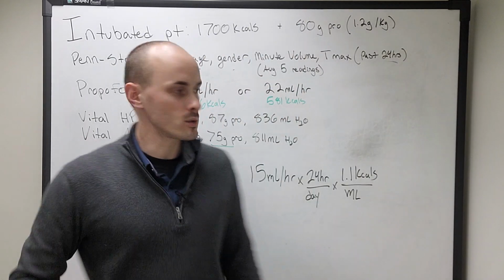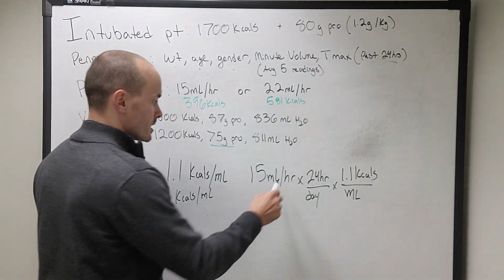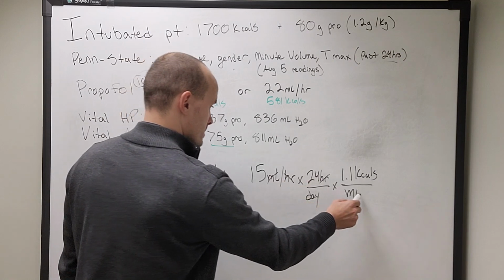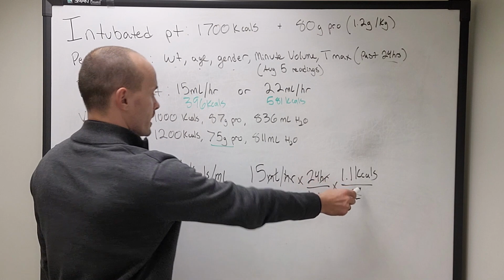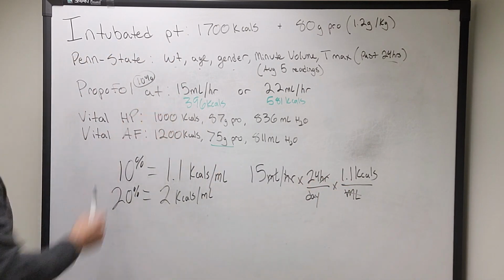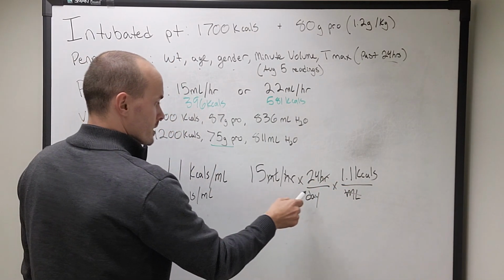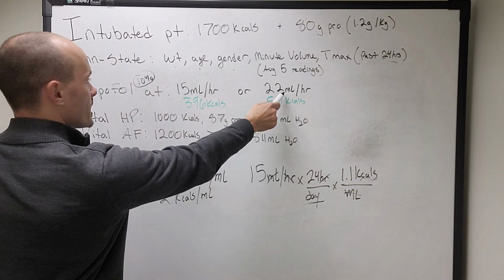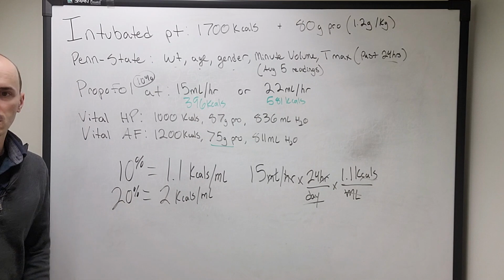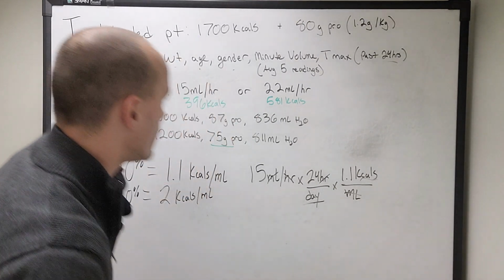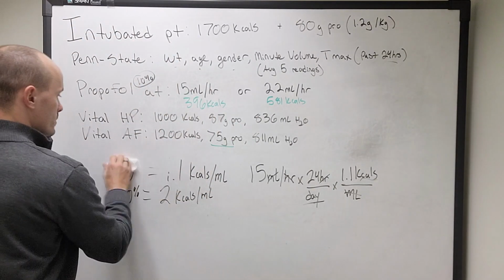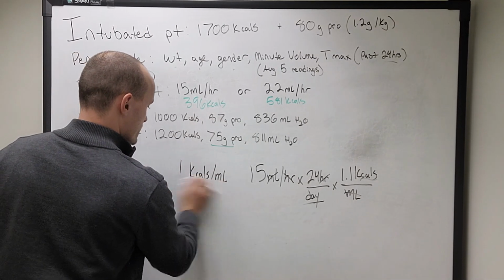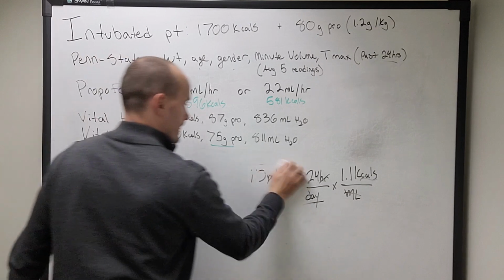the hours cancel out and the milliliters cancel out, and what you get is 396 calories per day. And I have 2 different scenarios here. The one with 22 mils an hour will give you 581 calories from lipids per day.